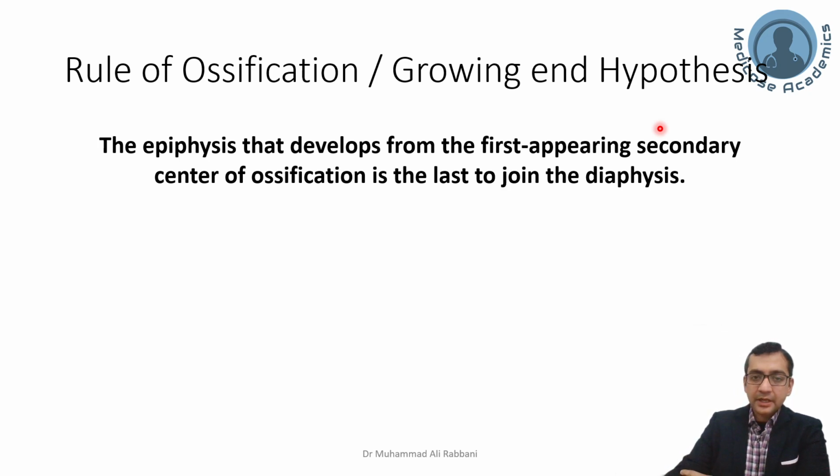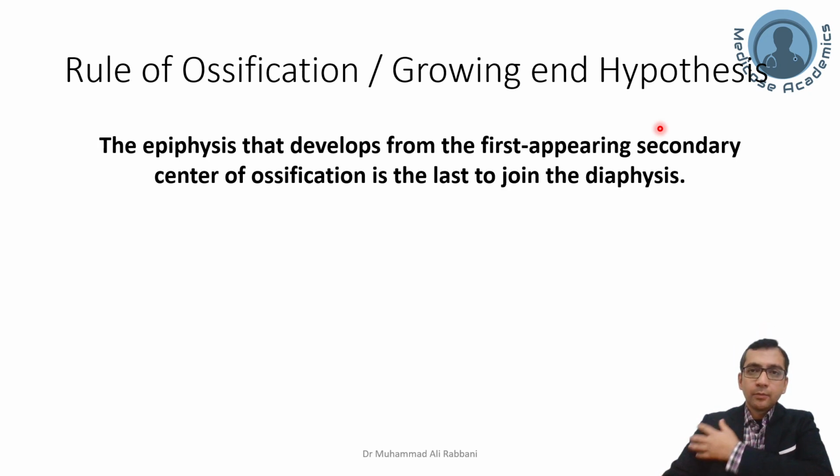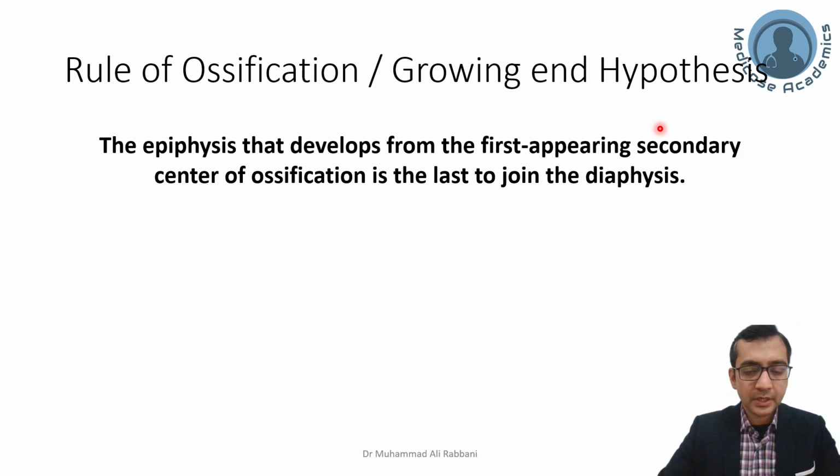In other words, the epiphysis and diaphysis will fuse first in the lower end, where it appeared later, and the part where the secondary ossification center appeared earlier will continue to last longer. It will fuse with the rest of the diaphysis later than the lower end. So this is called the growing end, because this end will continue to grow long after the other, since it still has epiphyseal cartilage when the other one disappears. So this is the rule of ossification.